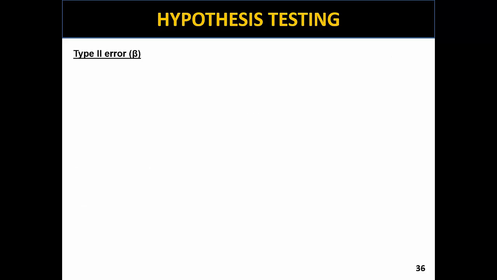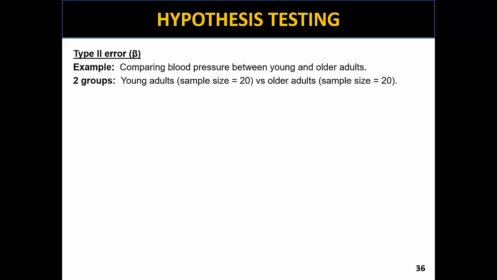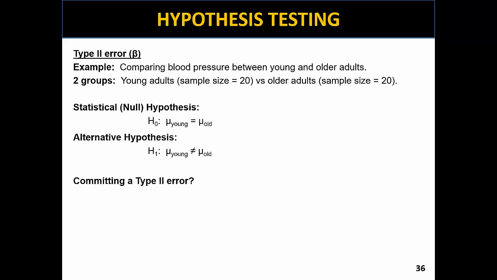So the other type of error that can happen is what's called a type 2 error or a beta error. And we're going to go back to the blood pressure difference between young and older adults. In young adults versus older adults, we have the same two sample sizes. We have the same null hypothesis, the same alternative hypothesis.